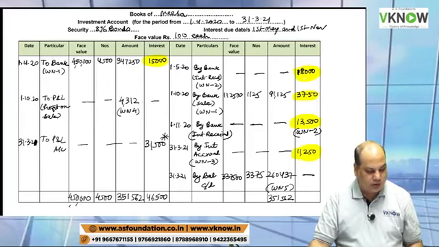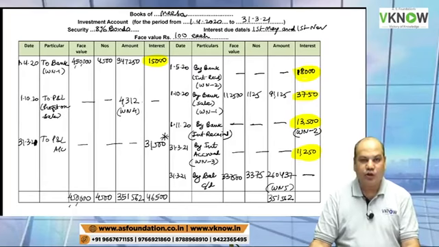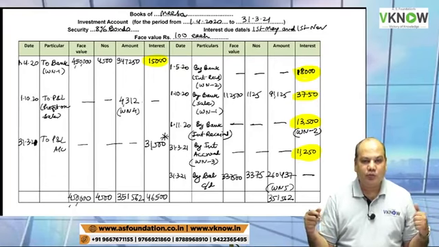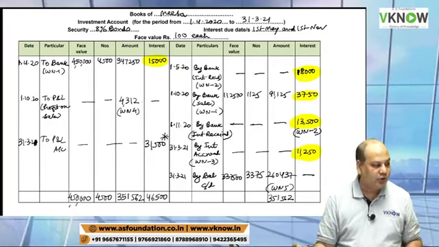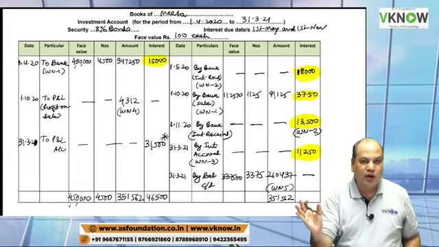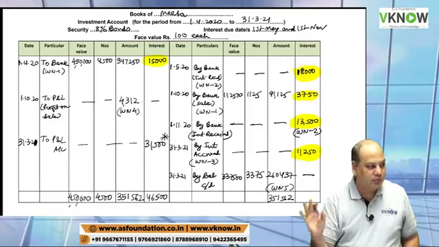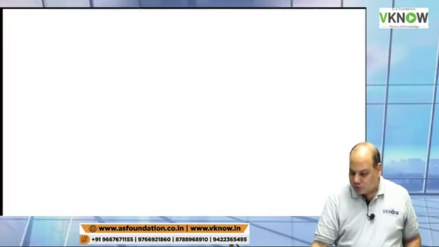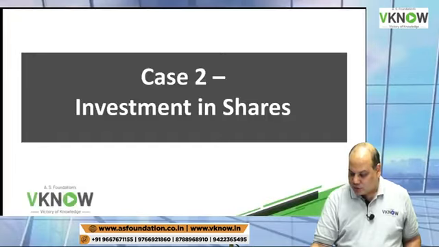So this answer is partly over now. This part is only bond. And I have seen in the exam they will ask you one bond, one share, two shares. Solve each part separately and you will find it a very easy problem. Okay. So one more thing we will do, then this answer will be over.